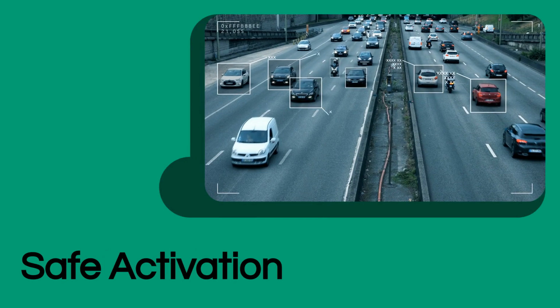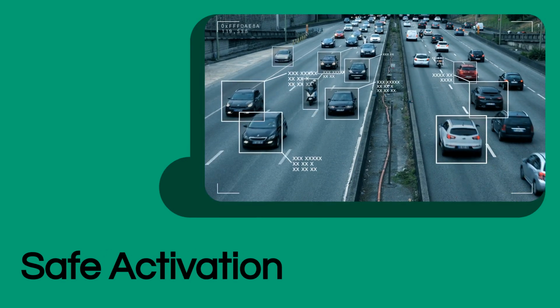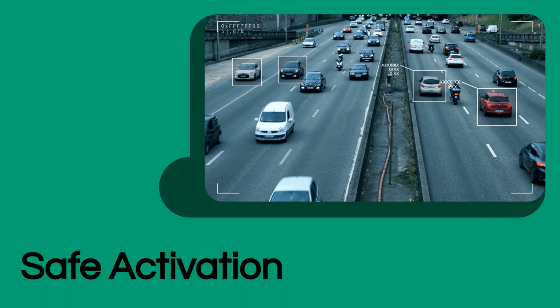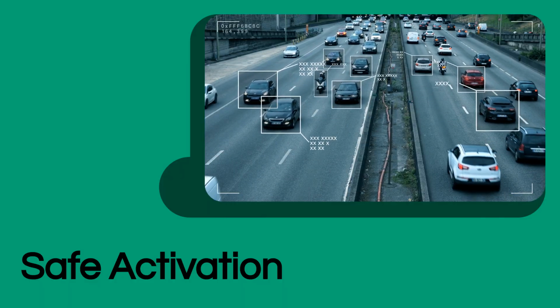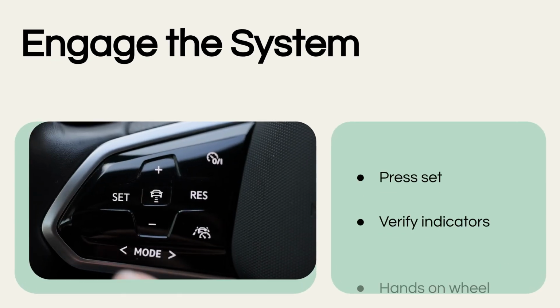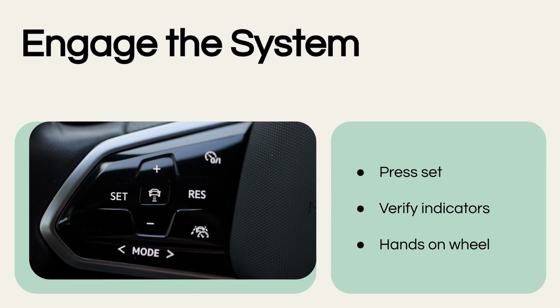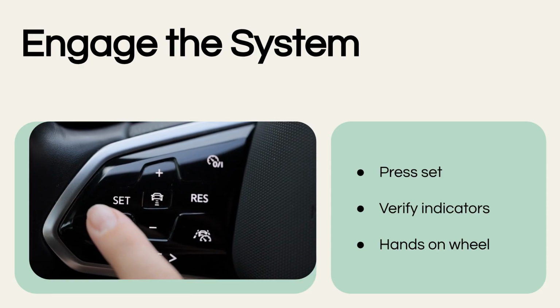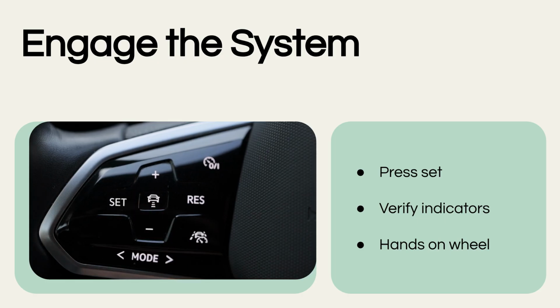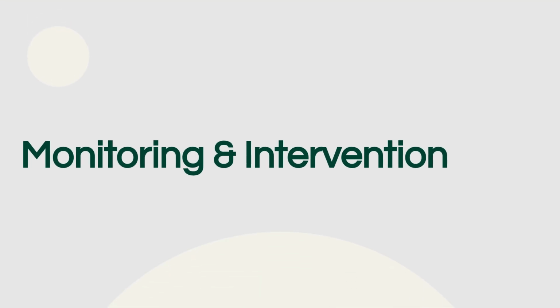Before engaging, ensure you are on a highway or well-marked road with clear visibility. This system is designed for specific driving environments. To engage, simply press the designated Autopilot or Cruise Control Set button. Check for the on-screen indicators confirming the system is active, and always keep your hands on the wheel. While the system is driving, driver attention is absolutely critical.